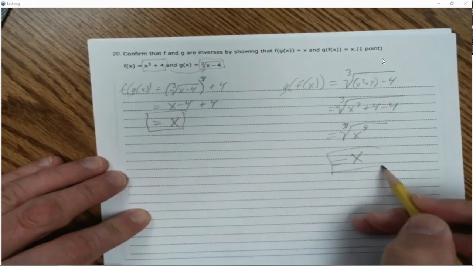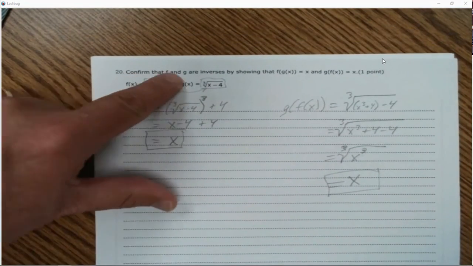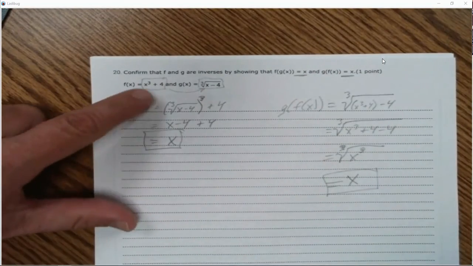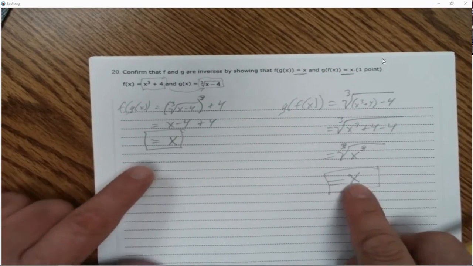So this equals x. This equals x. I have confirmed that they are inverses because I showed they are both equal to x by substituting in and simplifying down. And I end up with that on both.